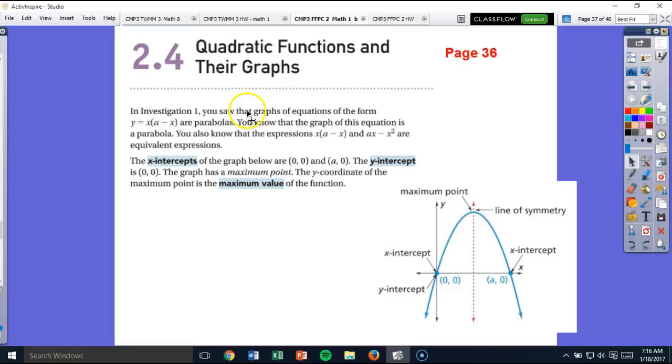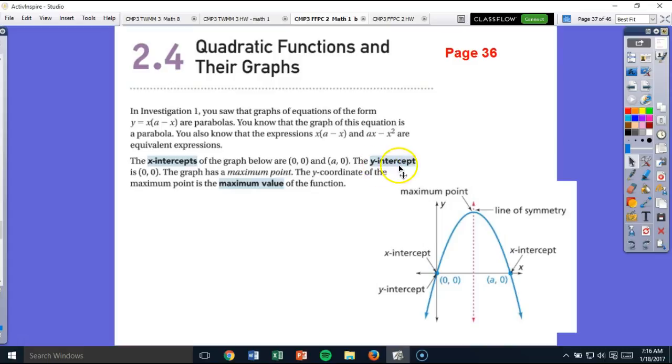In Investigation 1 we saw that graphs of equations of the form y equals x times quantity a minus x are parabolas. And we did find that out. We found those shapes. So now we know that the graph of this equation is a parabola. We also know the expressions x times (a minus x) and ax minus x squared are equivalent expressions. So if we take x times a, we get a times x, and minus x times x, or x squared. These are equivalent. We have three terms here: x-intercepts, y-intercepts, and maximum value.